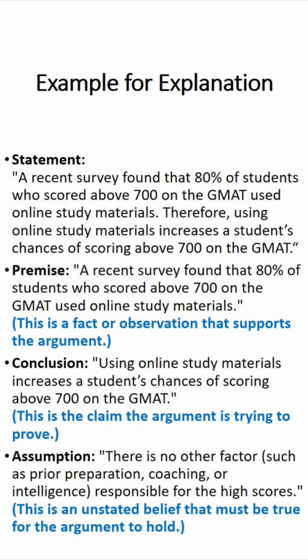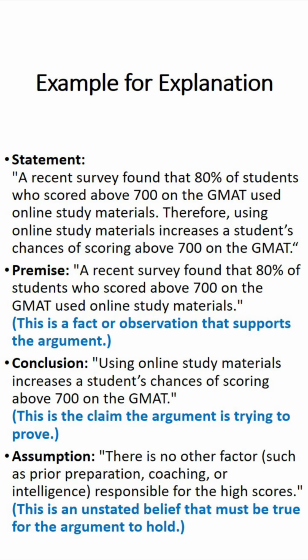First, we will understand the conclusion. A conclusion will mostly have a keyword. Like here you see in the third line, there is a keyword, therefore. After that, mostly the author or the person who is stating that particular sentence presents his conclusion. Now we will go to the premise. The premise is the online survey. In the first part of the sentence, he is saying about the online survey. That is the premise. And the conclusion he is concluding is that using online study material increases a student's chance of scoring above 700 on the GMAT. That is after the word therefore.